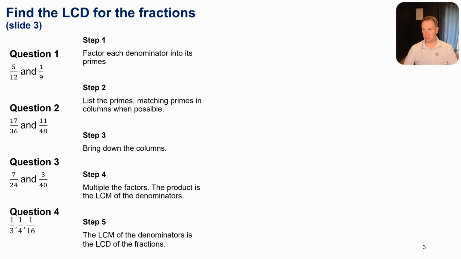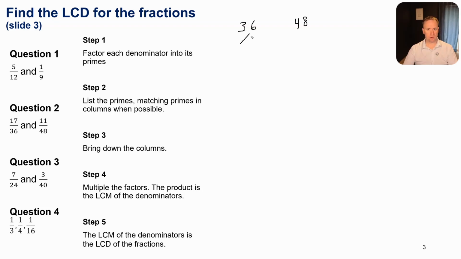Now let's look at question 2. So question 2, 17 over 36 and 11 over 48, we are going to factor each of these denominators into its primes. So I'm going to do 36 and 48 here. Now, with all of these, there are different ways to break this down with prime numbers. You could start with 2 composite numbers, or you could start with the smallest primes. So I generally like to show the smallest primes just as one method to kind of go to.